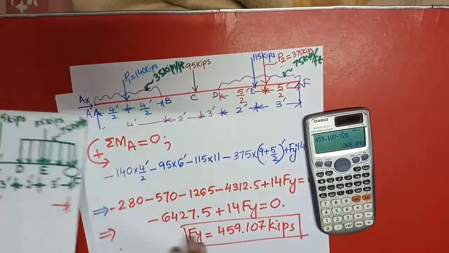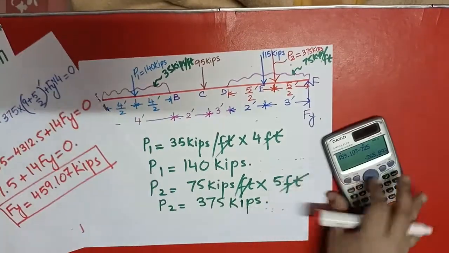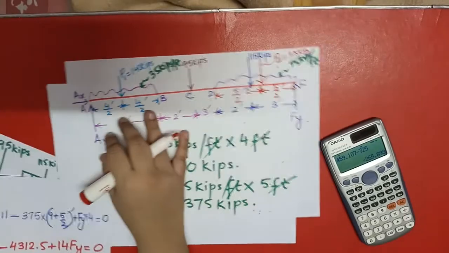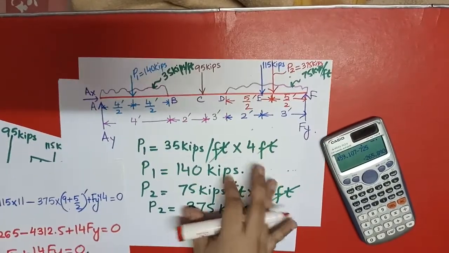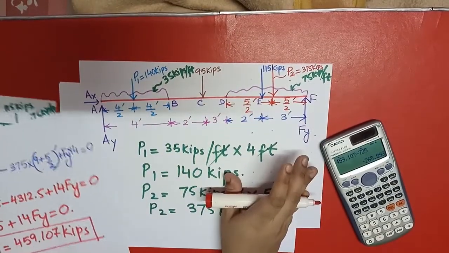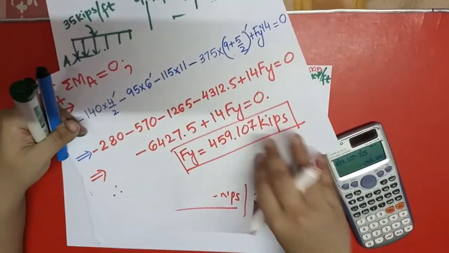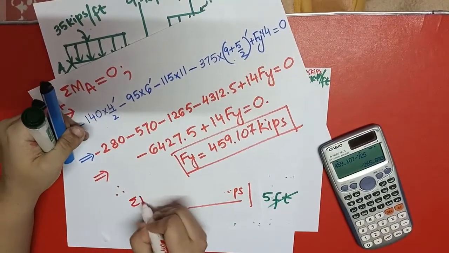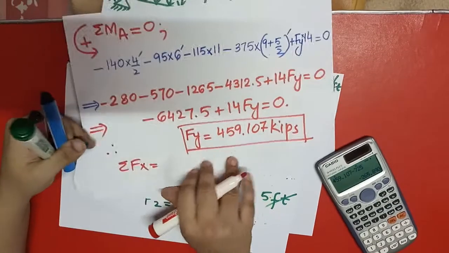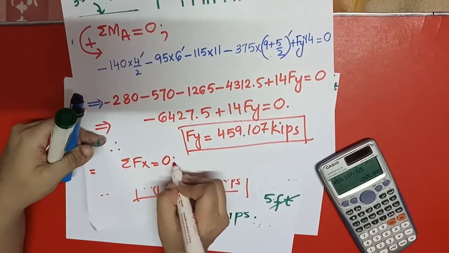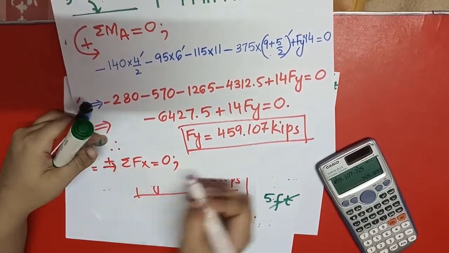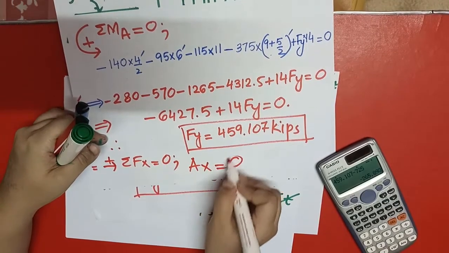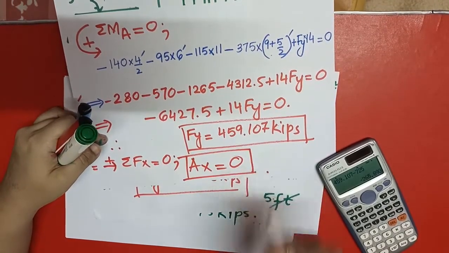Now what I have to find out, I have to calculate the horizontal forces, and you can see in this free body diagram there are no horizontal forces here. So what can I do here? When I sum up horizontal forces, there is no horizontal force here, so Ax is equal to 0.